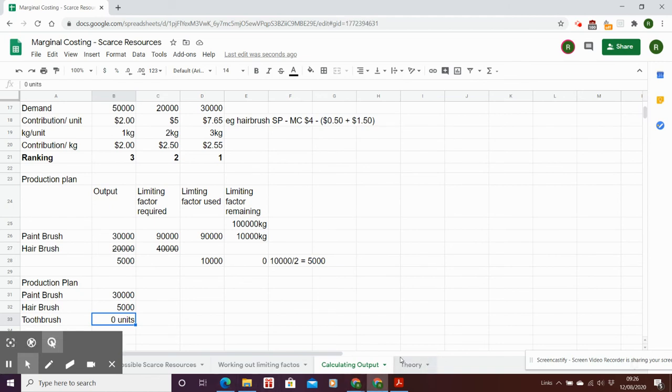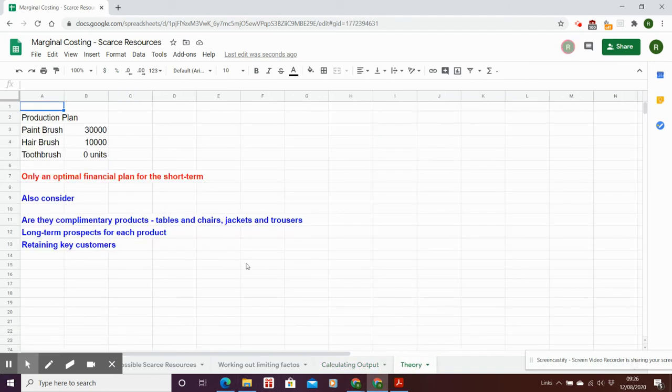A little bit of theory. It's not very much theory here, to be honest. Okay, we've got our optimal financial production plan for the short term. Okay, but the business may rationally decide not to completely follow this. Once they've decided what the optimal possible plan is, they also need to look at the overall strategy and position of the business.